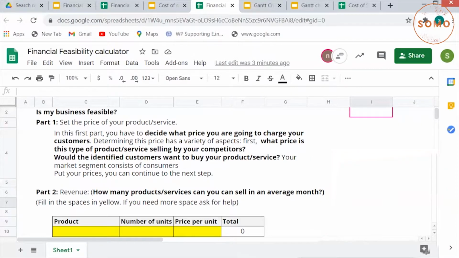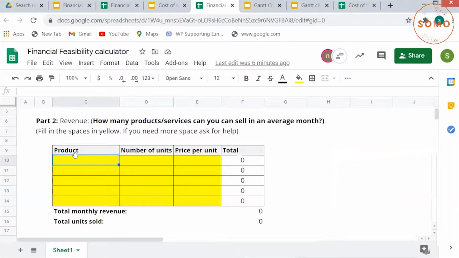Part 1. Set the price of your product or service. In this case, decide what you're going to charge your customers for the product or service that you're offering. It's also very important to know what your competitors are charging for the product or the services that you offer as a business. After deciding on your price, we'll go to the second part, which is revenue.